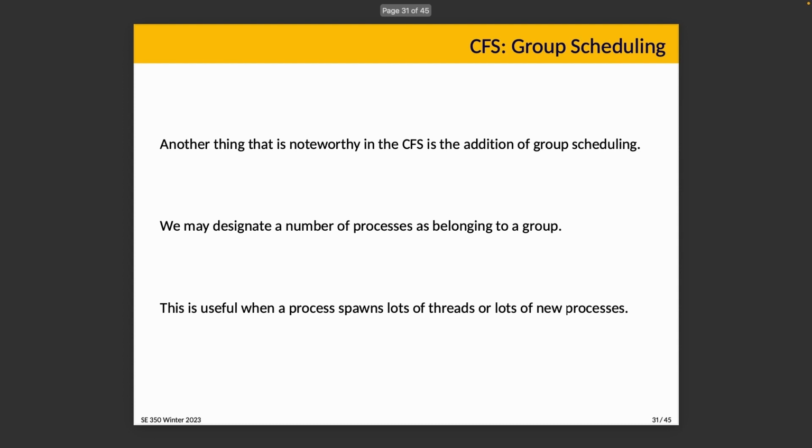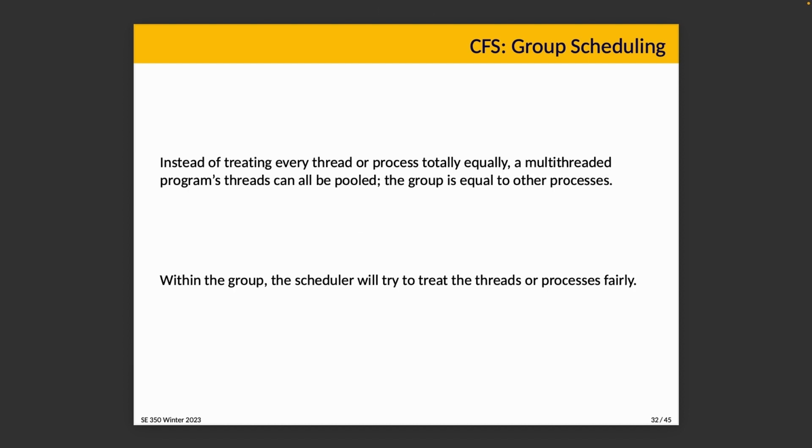Another thing that is noteworthy in the completely fair scheduler is the addition of group scheduling. We can designate a number of processes as belonging to a group, and that's very nice when a process spawns a lot of threads or creates a lot of new processes. Instead of treating every thread or process completely equally, a multi-threaded program's threads can all be pooled, and the group that corresponds to that number of threads is equal to other processes. And within the group, the scheduler does try to treat processes fairly. This is really nice for something like a shared server that has a lot of users.